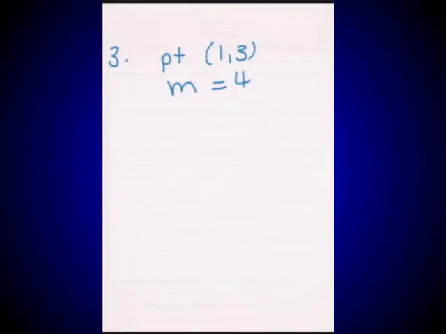So remember that was y minus y sub 1, which will be the y of the point. So I have y minus 3 equals the slope 4 times x minus x sub 1, which is the x of the point. That is our point slope form of the line, and that's our first answer. We're already through with it.